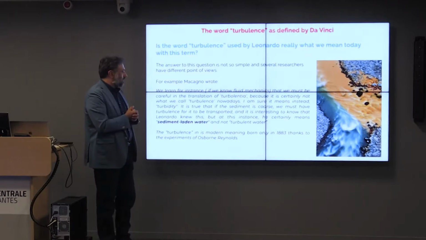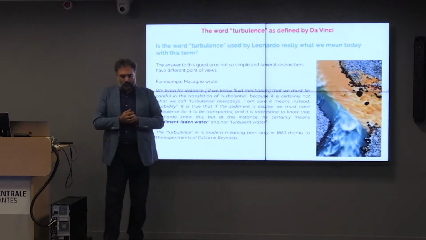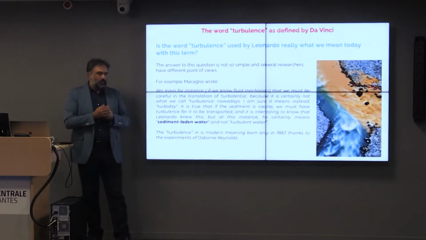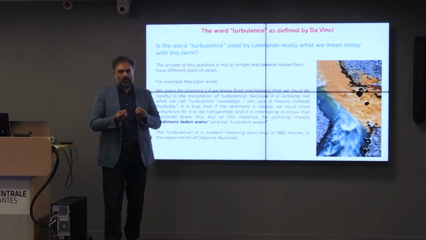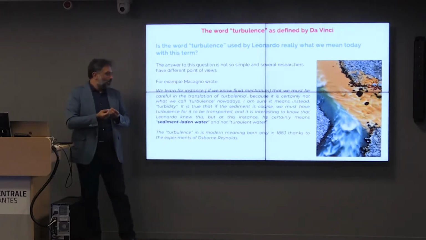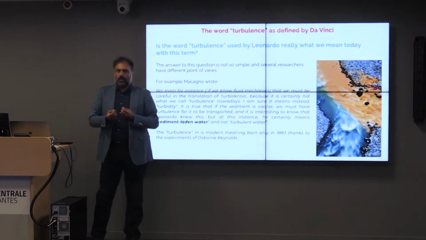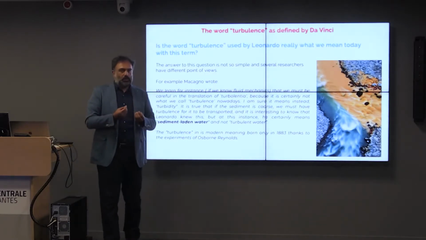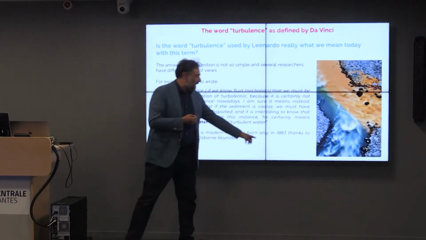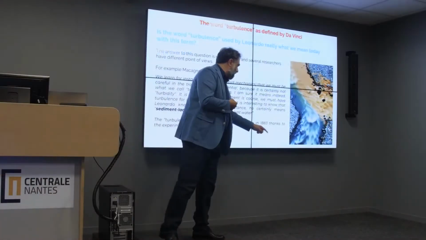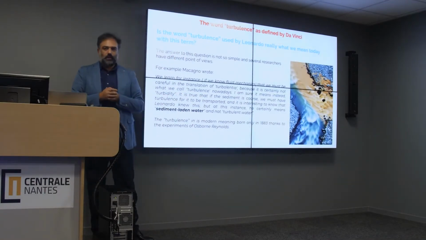Now, the modern meaning that we have for turbulence is different because it's not strictly related to the presence of sediment. We know that turbulence is a flow regime in particular conditions, and it depends on the ratio between the inertial force and the viscous force. But to have this concept, we have to wait until 1883, thanks to the experiment of Professor Reynolds in Manchester.